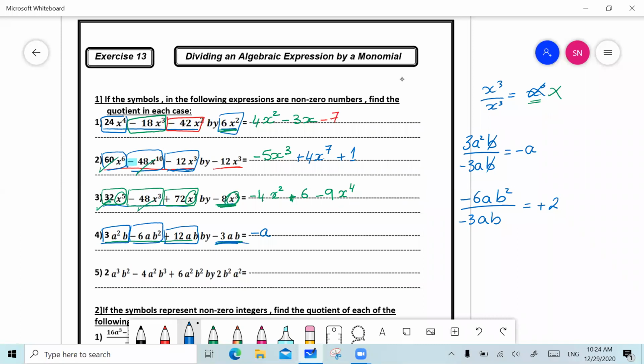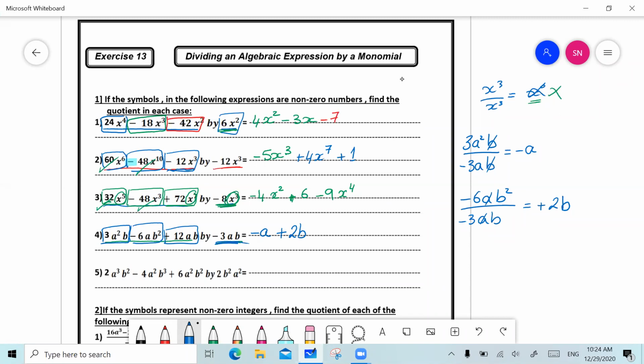A divided by a, they are canceled together, since I'm going to have an answer of a to the power of 0. B to the power of 2 divided by b, so I will have b to the power of 2 minus 1, which is equal to b. So I now have positive 2b.